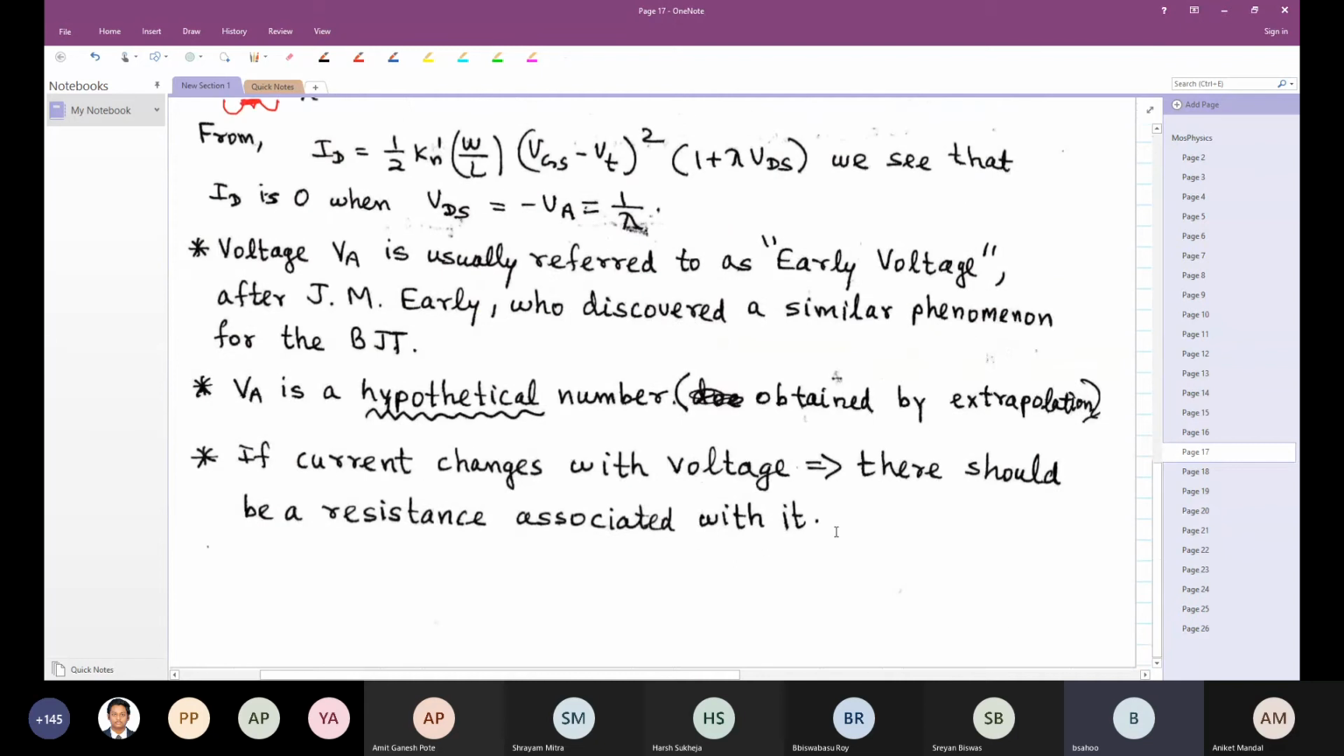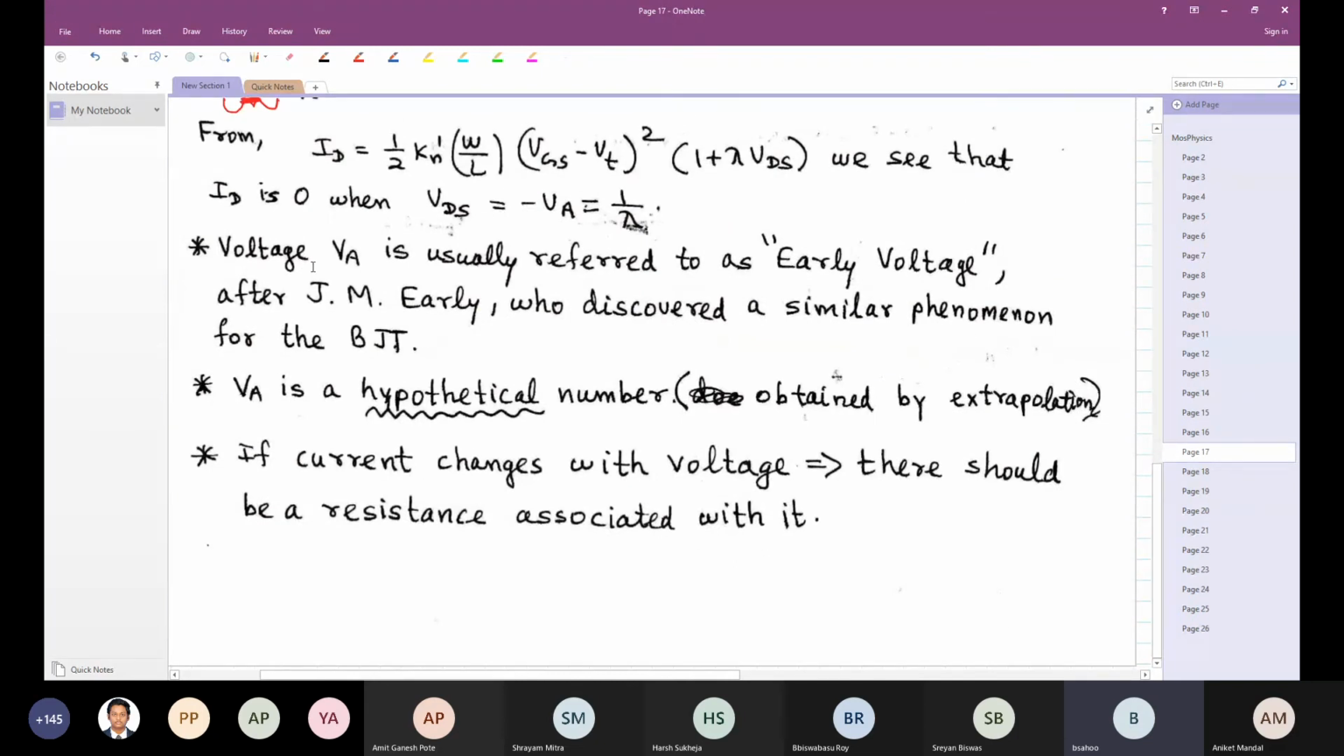Okay. So again, I am stating it here. Voltage VA is usually referred to as early voltage after James Early, who discovered a similar phenomenon for the BJT. VA is a hypothetical number for the MOSFET, a number obtained by extrapolation, but it is a true number for a BJT.